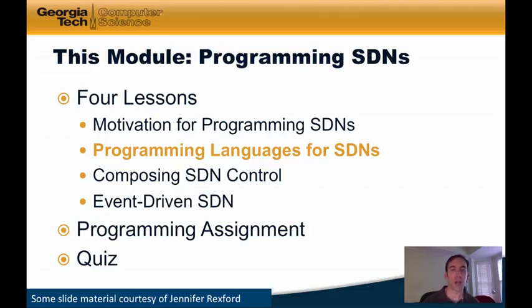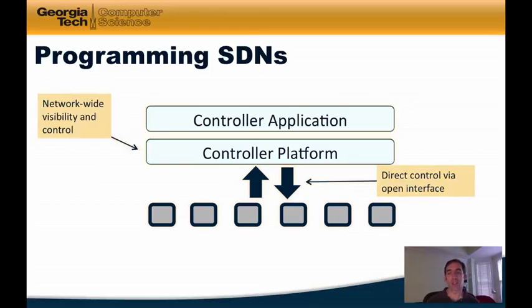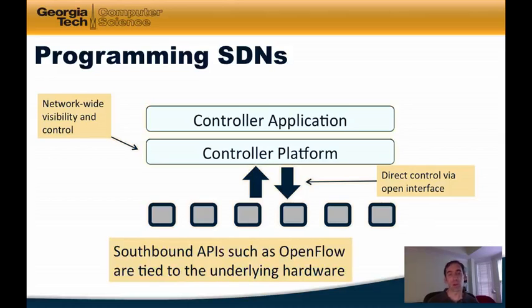Let's remind ourselves about the challenges involved in programming SDNs in today's environment. Today's software-defined networks provide a controller platform that offers network-wide visibility and control, as well as a channel to control switch behavior via a direct open interface, such as OpenFlow. However, these southbound APIs like OpenFlow are still relatively tied to the underlying hardware, thus making it difficult to develop controller applications at the right levels of abstraction that are independent from the underlying switch hardware and the protocols that are used to control the switches.